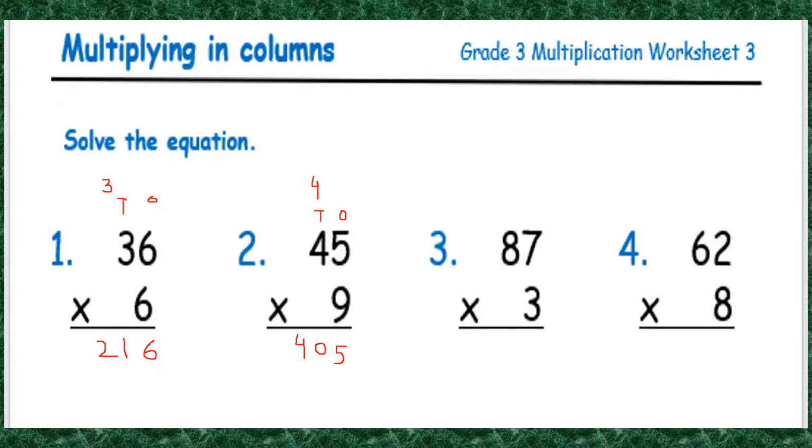So this is your answer, 405. Now third question, children. 87 multiplied by 3. Now here this is ones, this is tens. Now 3 sevens are 21. Write 1 here, 2 carry on tens. Now 3 eights are 24 plus 2 carry is 26.